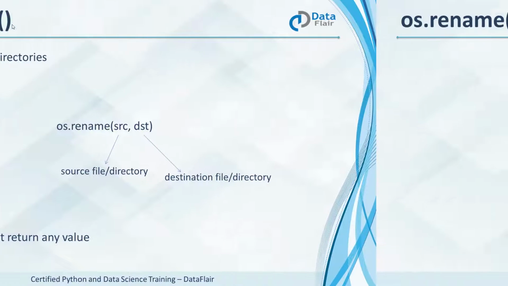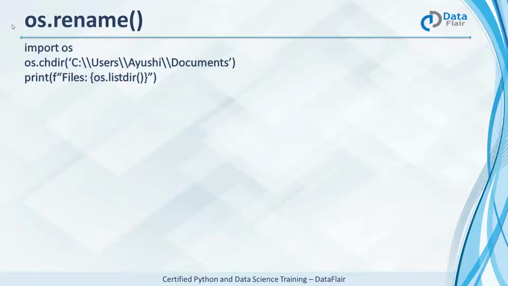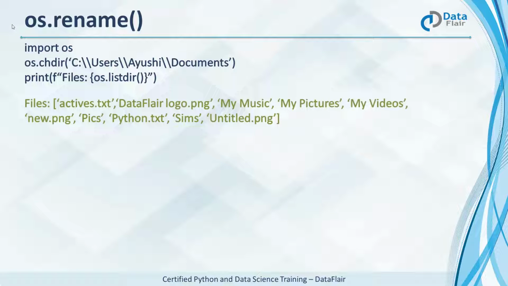Let's see how to do this. Import the OS module. Change the current working directory to where you have the file you want to rename. For us, the file is in the Documents folder. List out the names of the available files and directories in the current directory. These are the files and folders.